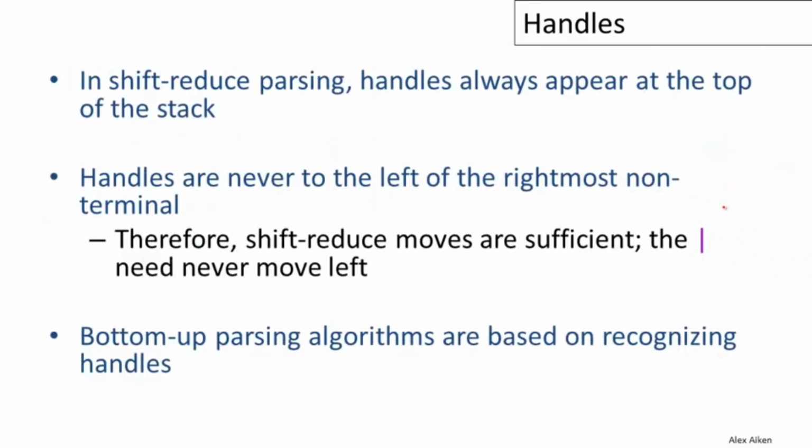Therefore, in shift-reduce parsing, handles always appear at the top of the stack. Handles are never to the left of the rightmost non-terminal, and this is why shift and reduce moves are sufficient. The shift move only moves the vertical bar right because we never need to move it left. And bottom-up parsing algorithms are based on recognizing handles. So as we saw in the example at the beginning of this video, just because you have a right-hand side on top of the stack, that doesn't mean that it's a handle. And so we need to be smarter about where we perform our reductions.